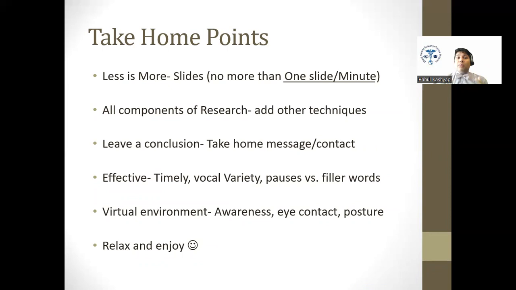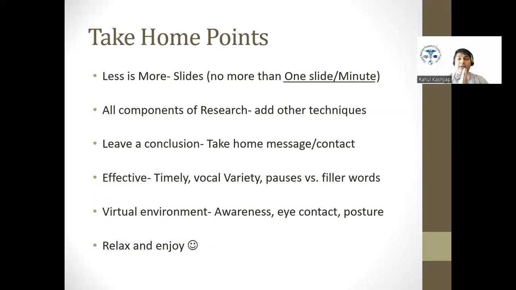Make sure that you're using all components of research: title, background, method, result, conclusion. If there's future direction, include future direction. If you published something, put it in there. Make sure to remember the effective pieces such as timing, vocal variety, pauses, and filler words, the lessons from Toastmasters. Make sure you're leaving a conclusion, like what I'm doing right now, and a take-home message or content information. And virtual environment, awareness of your surroundings, eye contact, postures, all those things play a huge role that can make a mediocre presentation a rock star presentation.